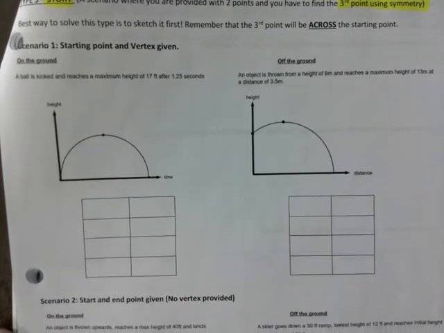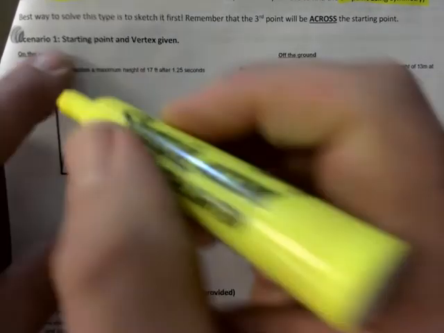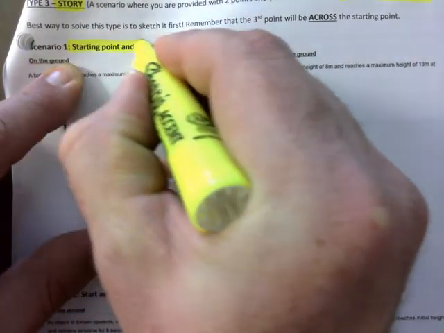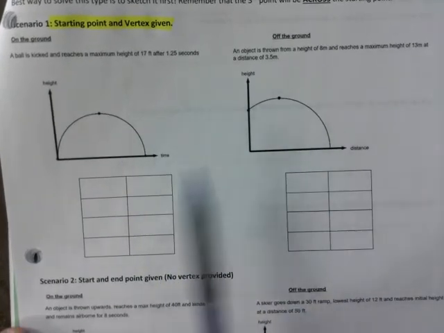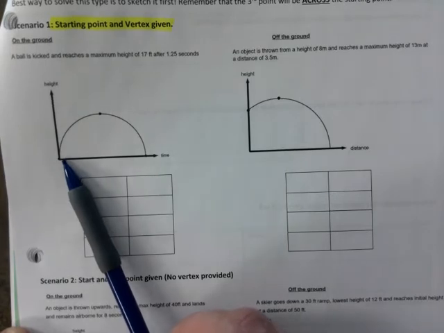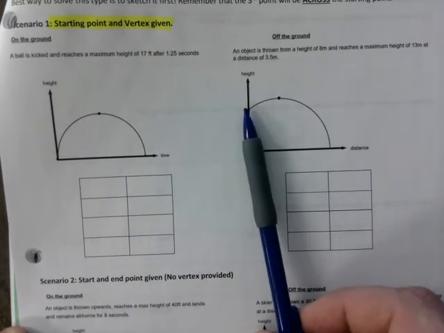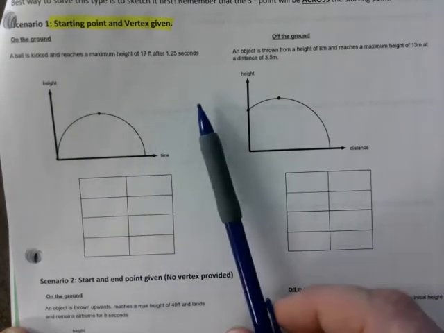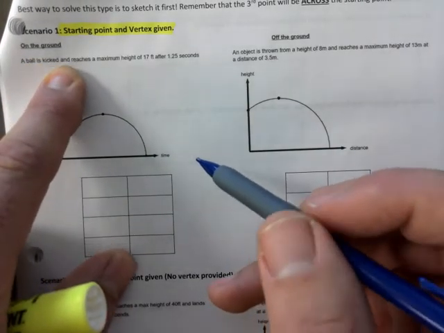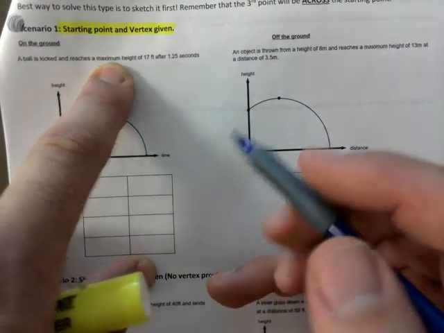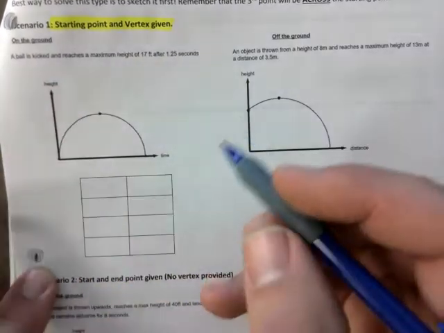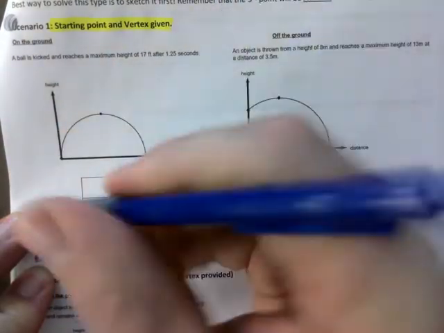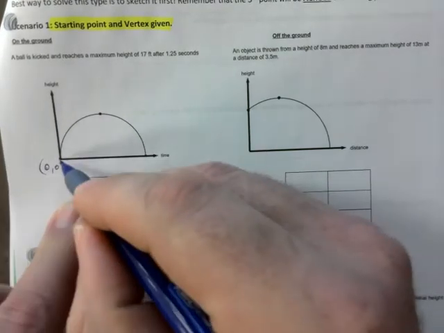So some scenarios. Watch this. If the starting point and the vertex are given, you will have two different scenarios to consider. You're on the ground when you kick the ball, or you're off the ground at the starting point. Okay, so let's read the story. There's a short story for all of them. A ball is kicked and reaches a maximum height of 17 feet after 1.25 seconds. A ball is kicked, so we would consider this 0, 0. Write this down. Okay, 0, 0 is the origin here.